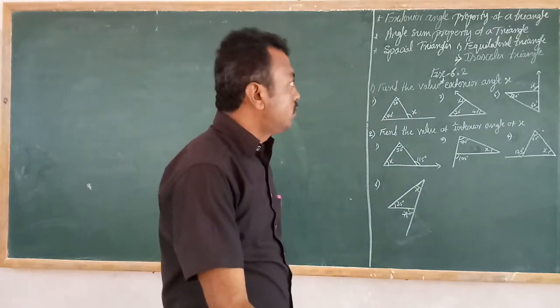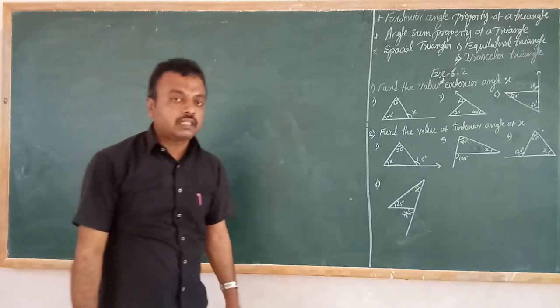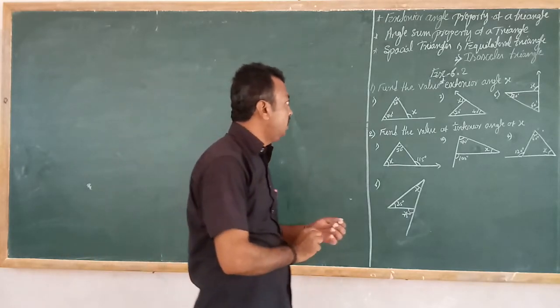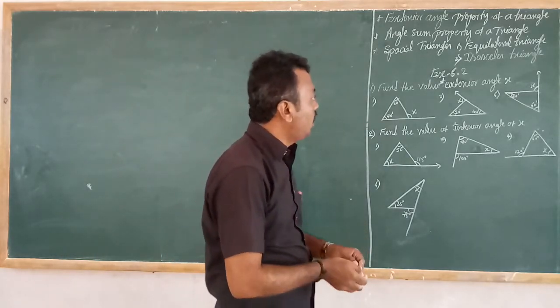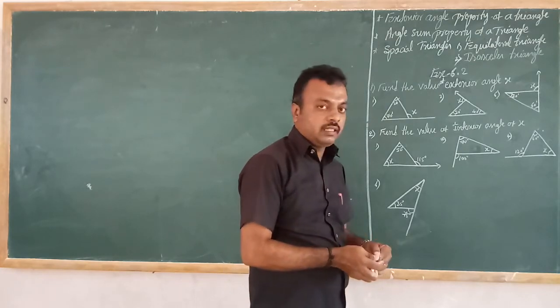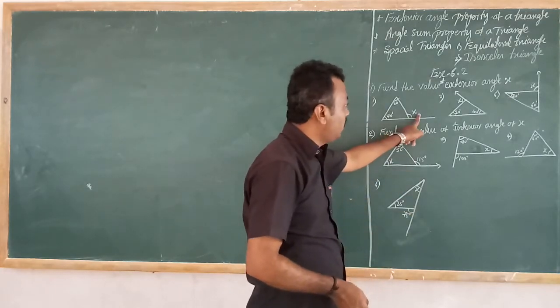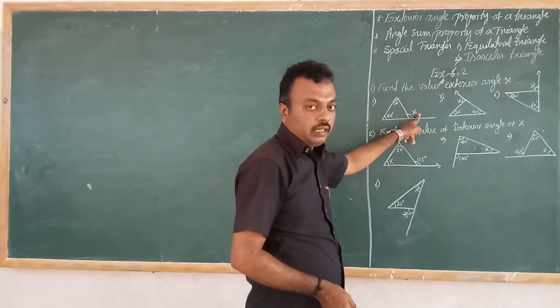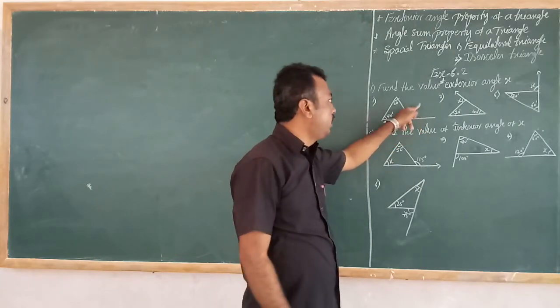Okay, students. So next I will go directly to exercise 6.2. In that, first find the value of the exterior angle x. x is the exterior angle, and we have to find out its value. I will take the first one.